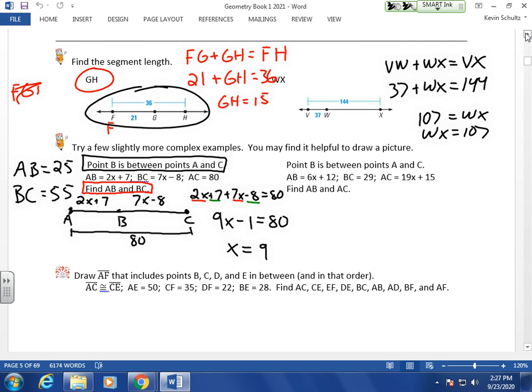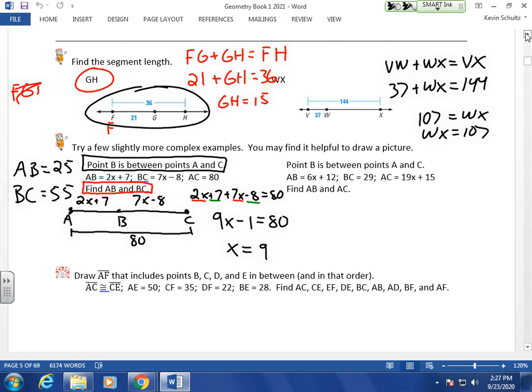Point B is between points A and C. Only this time, the information that you're given is a little bit different. AB is 6x plus 12. BC is 29. AC is 19x plus 15.